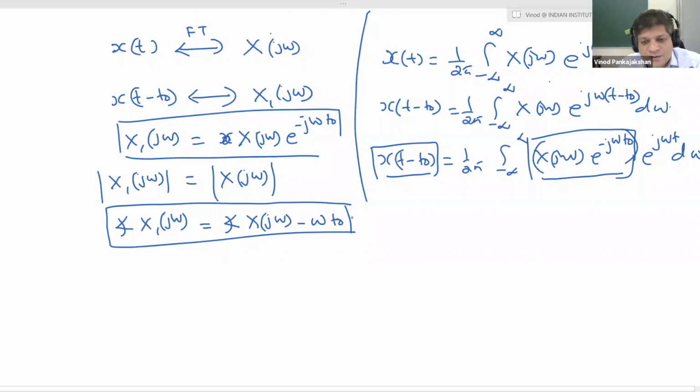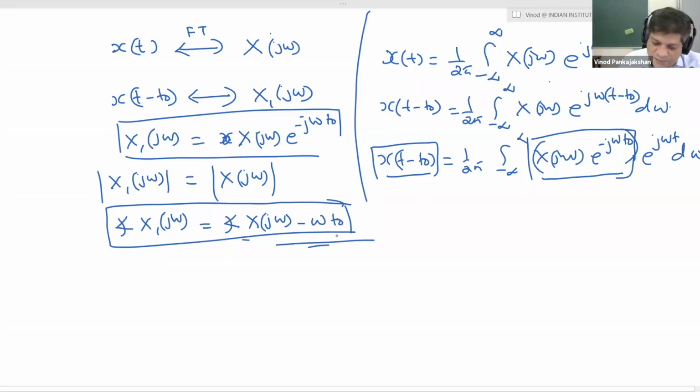And you can visualize that also. If we are expressing a signal as a linear combination of sinusoidal signals, if you delay the signal, there will be a delay in the corresponding sinusoidal signals also. And we have seen that the delay in the case of a sinusoidal signal is a phase shift. That's why there is a phase shift. The magnitude will remain the same. So that is the time shifting property.